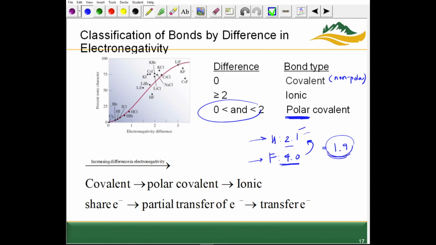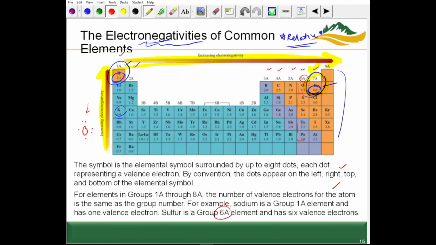If the difference in electronegativities becomes greater than 2, that's when we actually get into the region of ionic bonds. Let's look at an example here for 2 atoms that we know form an ionic bond. For ionic bonds, that will be a metal and a non-metal. Let's look at sodium chloride for an example. We know that's an ionic compound.